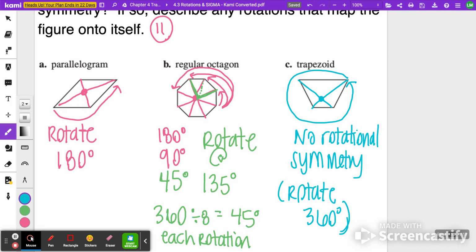Okay? So that will conclude our notes today on rotational symmetry and rotations. That hopefully helped you just a little bit understand how to rotate. Make sure you're using those rules on your homework assignment.